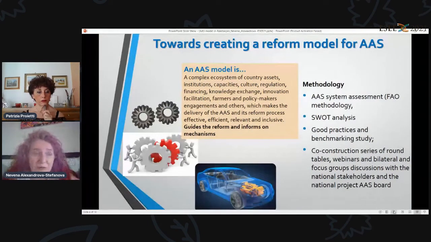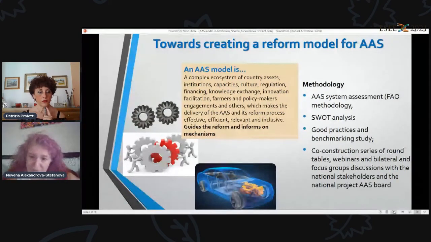However, copying and pasting a model mechanically without having the knowledge of the country assets and institution and their capacities will not be very productive. So therefore, we had applied the following methodology. We had studied thoroughly the agricultural advisory system in the country through an FAO methodology, a very comprehensive one. We have made a SWOT analysis in participatory mode.